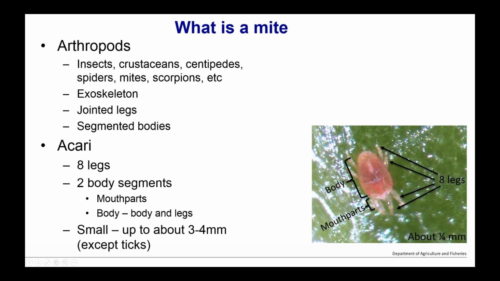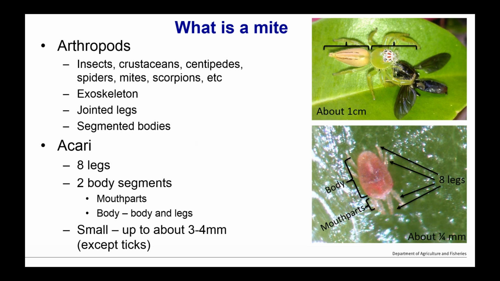They have 2 body parts. They have the mouth parts, which is the first body part, and then the rest of the body. And the legs attach to that body behind in the second body part. Almost all mites are very small. If you leave out ticks, almost all mites are less than about 4 millimeters, and most of the time they're about 0.5 millimeter or less.